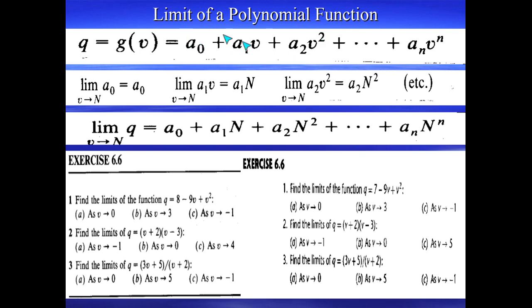These parts of the polynomial are called monomials. The sum of the monomials is a polynomial. So each monomial's limit is the value of that monomial at the point big case N. All right. So what we obtain at the end, the limit of the polynomial when v goes to n, is a0 plus a1 times N plus a2 times N square plus a3 times N to the power 3, etc., up to an times big case N to the power n. So the limit of a polynomial at the point n is the value of this polynomial at the point N. The limit of q when v goes to n is the value of that polynomial at the point big case N.